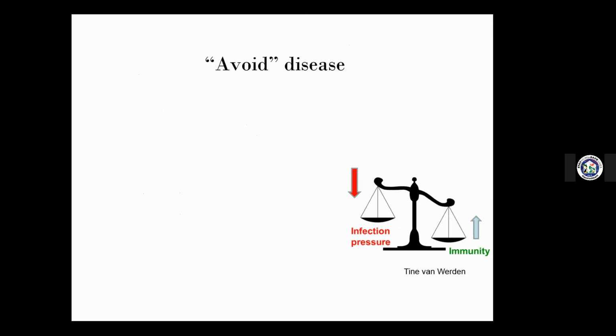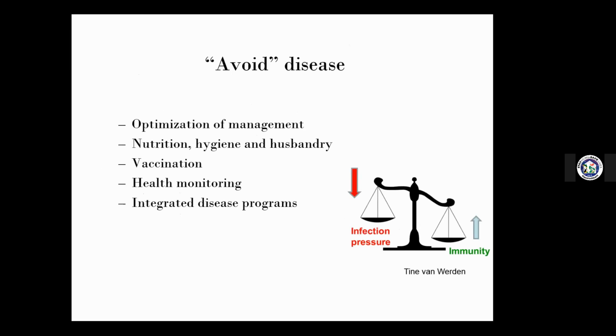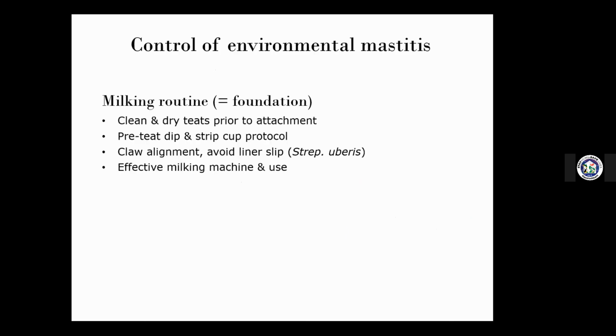So just a little bit about how do we tackle this. I believe the future is really avoiding diseases rather than treating them. Optimize the management around our nutrition and hygiene. We've been over that. Vaccination can be a great way, with a good vaccine. Monitoring, so that we know where we are going, and then integrating disease programs, not just working on one, but on different ones at the same time.